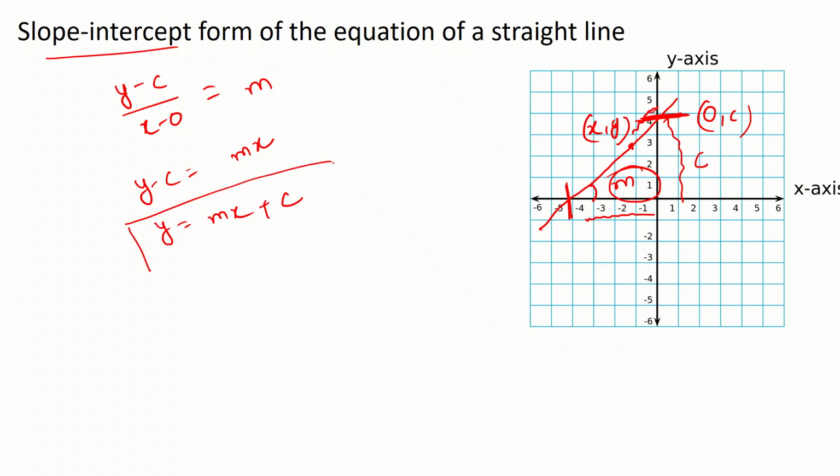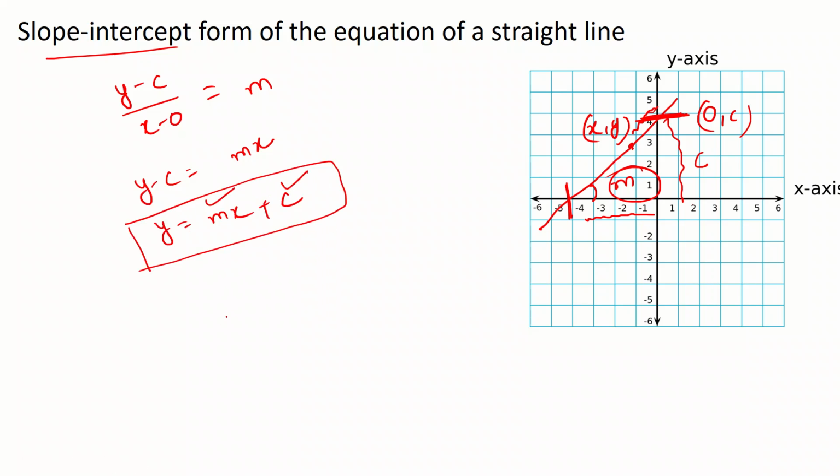Remember that this is the equation of the line in the slope-intercept form. So m always gives you the slope of the line and c gives you the y-intercept. Okay, now this is the most important form of the equation. Why? Because this equation itself gives you the slope of the line, and that will be required in many cases.